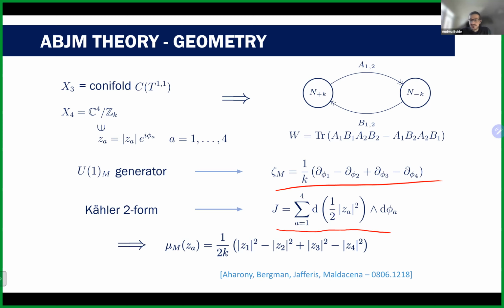Then from the definition of the moment map that I gave you before, you can read that the moment map is the expression written at the bottom of the slide. And again, since the coordinates are of course unrestrained, the image of this moment map is clearly R, as I was telling you before.